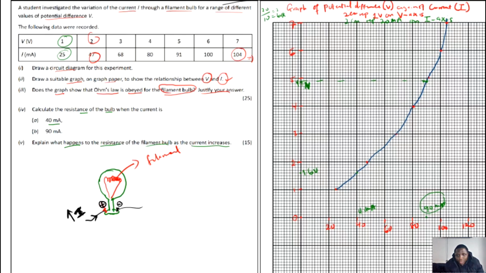What happens is this: when you increase the electric current coming into this filament, it heats up. When you increase the current I of the filament bulb, what happens to the temperature? The temperature will be increased as well. This thing will start to get heated, because it is metallic. Whenever you increase the current, it gets hot. The temperature increases, the heat energy increases.